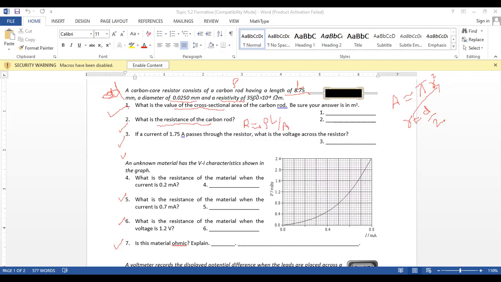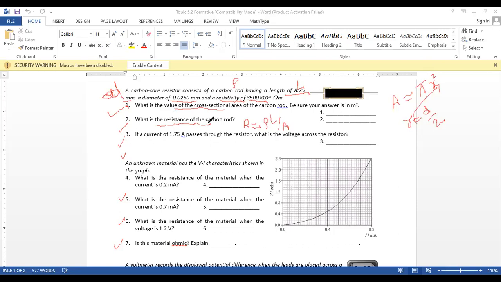Now rho is given, this one, 3500 times 10 power minus 8. The length is given as 8.75 millimeter. You will convert it into meter, that is 10 power minus 3. And divide by the area, the answer of question number 1, which you write here. So this would be the resistance.